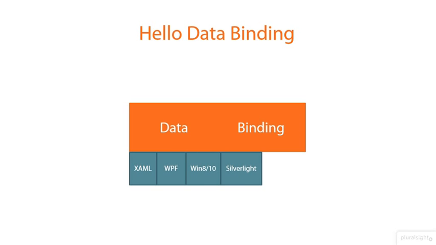WPF was the first technology to introduce data binding, since that was the first XAML-based technology released by Microsoft. Later, Silverlight, Windows Phone and WinRT apps on Windows 8 and also on Windows 10 have all had support for data binding since their creation.